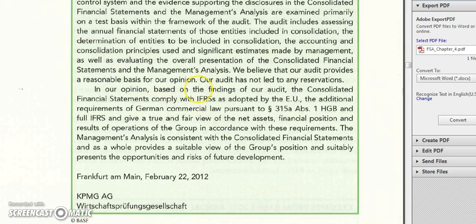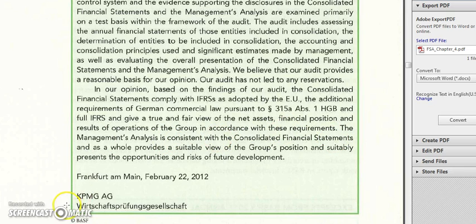So basically, in our opinion, based on the International Financial Reporting Standards, etc., yes, it gives a true and fair view of the net assets, financial position, and results of operations in accordance with the requirements of the International Financial Reporting Standards. In other words, it's clear, they say it is. We support this. And the management analysis, yes, it's consistent.